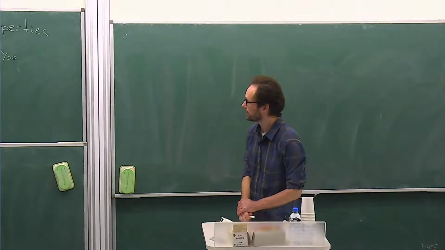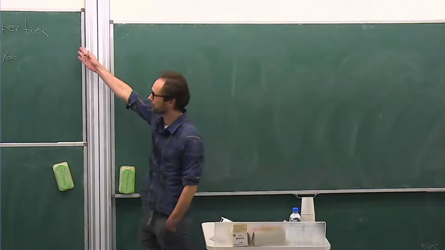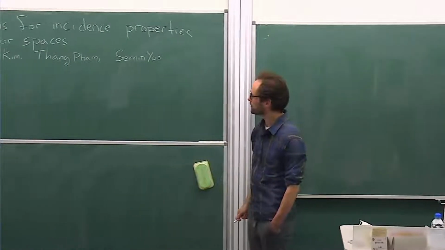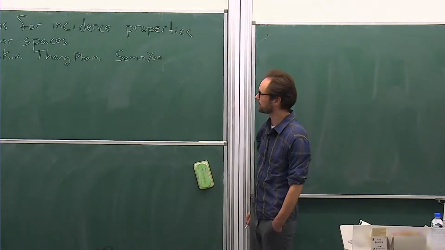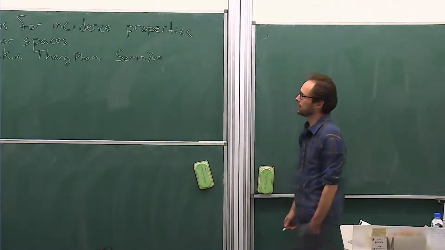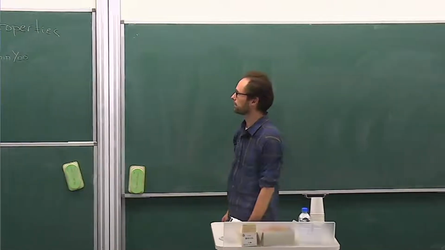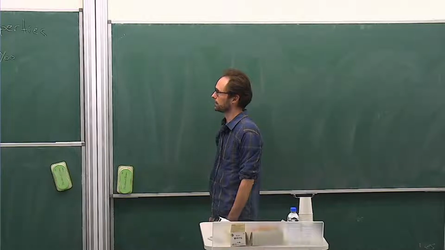So I'm going to talk about a paper that was posted on arXiv very recently called Threshold Functions for Incidence Properties in Finite Vector Spaces. And this is joint work with Jeong Han Kim, Thang Pham, and Semin Yoo.